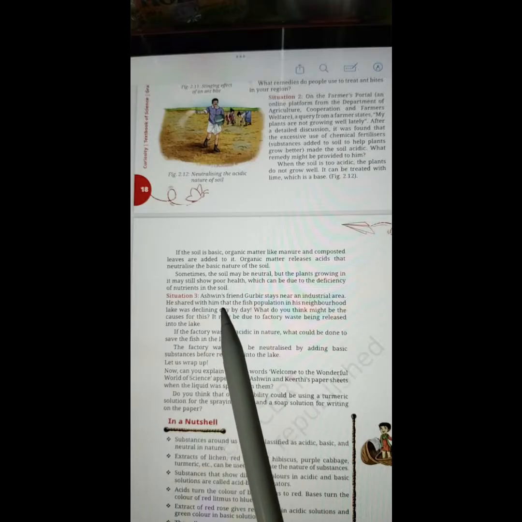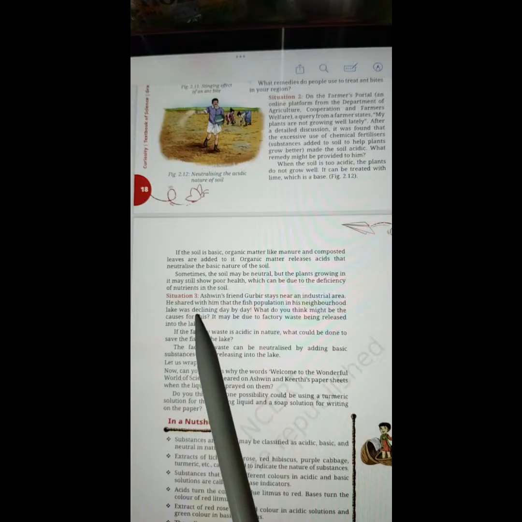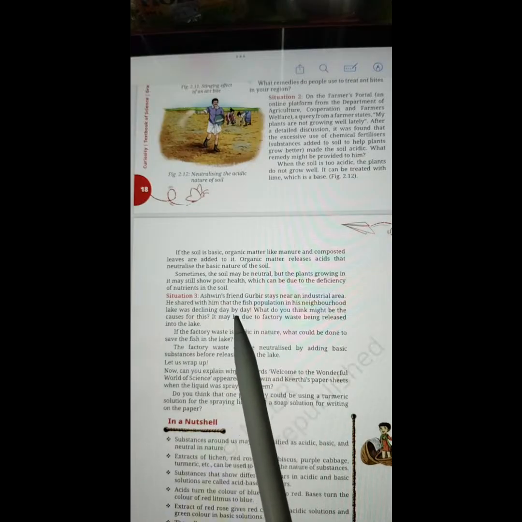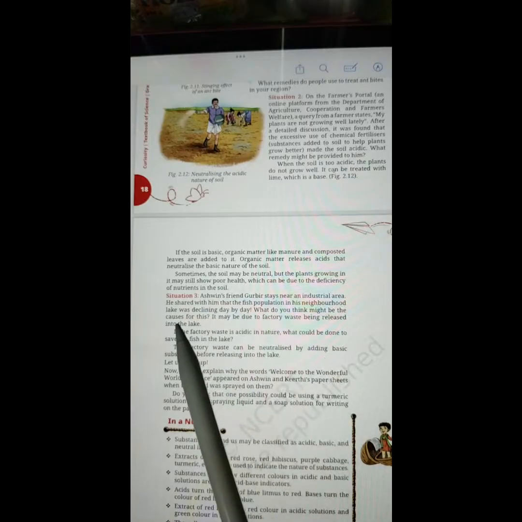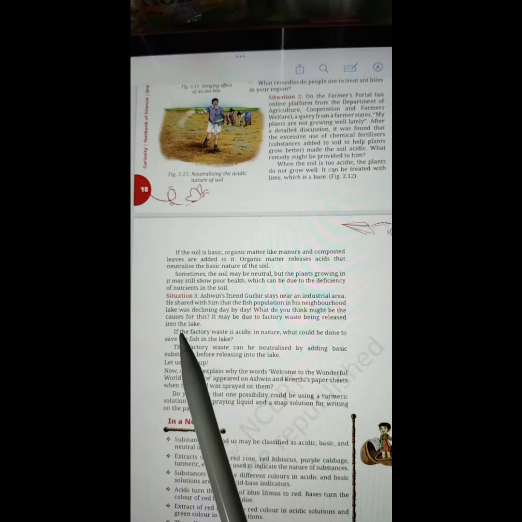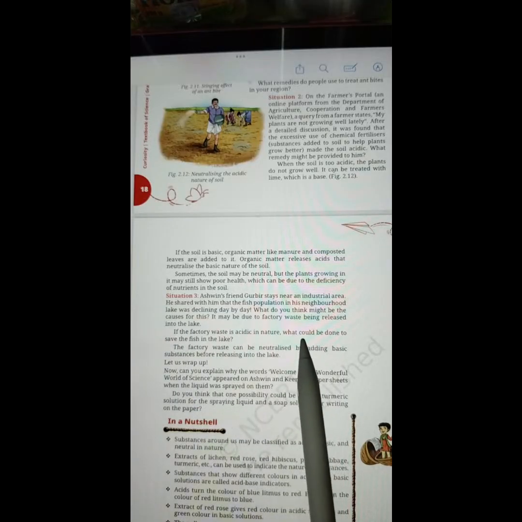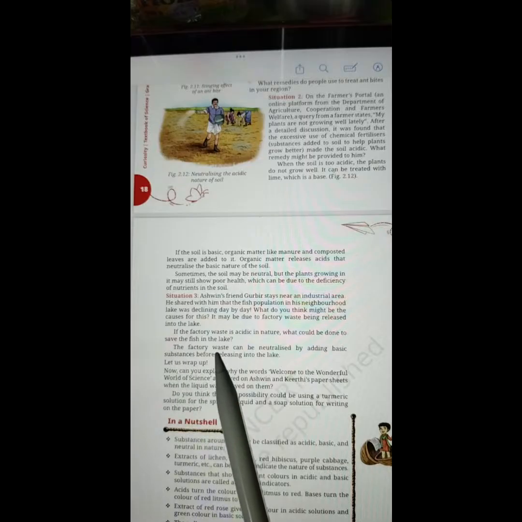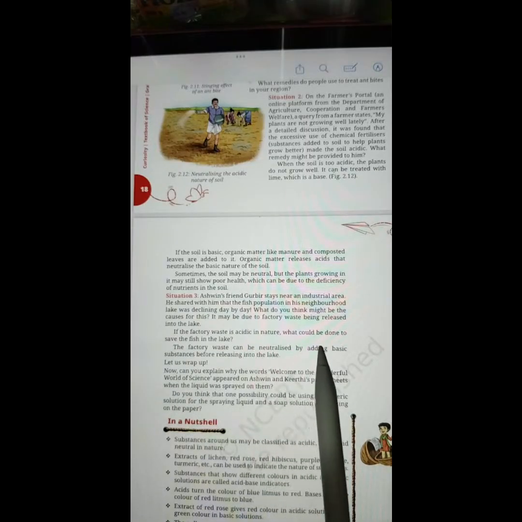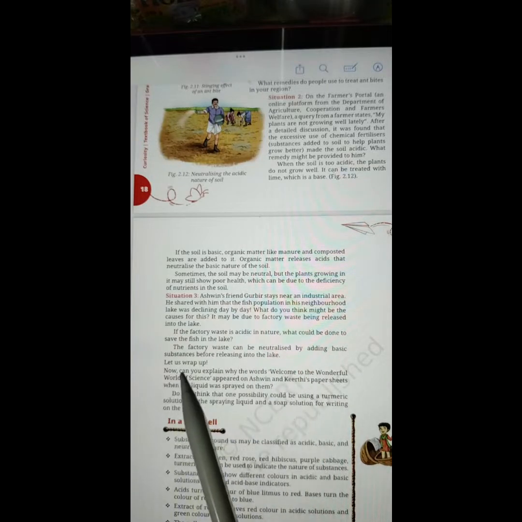Situation 3. Ashwin's friend Gurbir stays near an industrial area. He shared with him that the fish population in his neighborhood lake was declining day by day. What do you think might be the causes for this? It may be due to the factory waste being released into the lake. If the factory waste is acidic in nature, what could be done to save the fish in the lake? The factory waste can be neutralized by adding basic substances before releasing it into the lake.